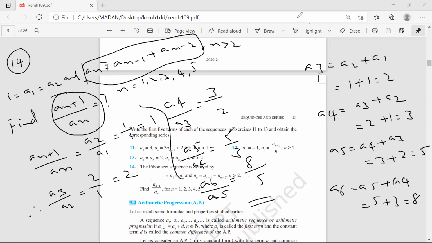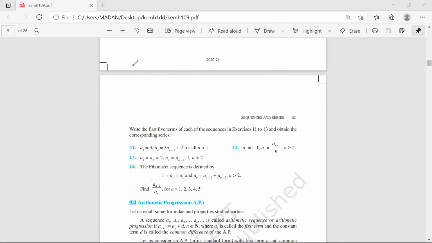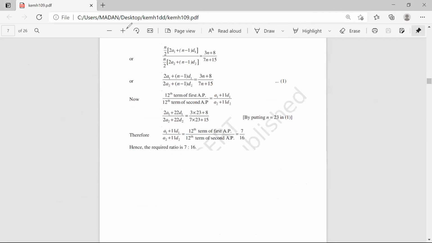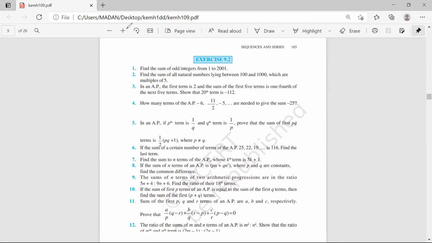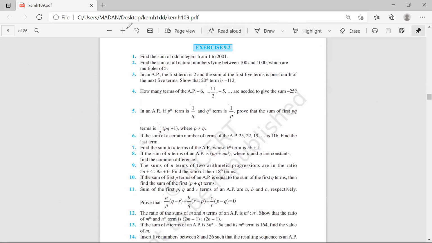14th is over. Exercise 9.2. Very important exercise. From here it is serious. 9.1 is not that serious, but 9.2 is very serious.